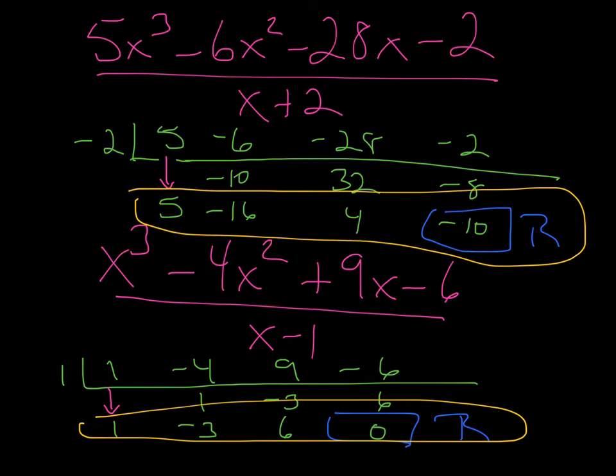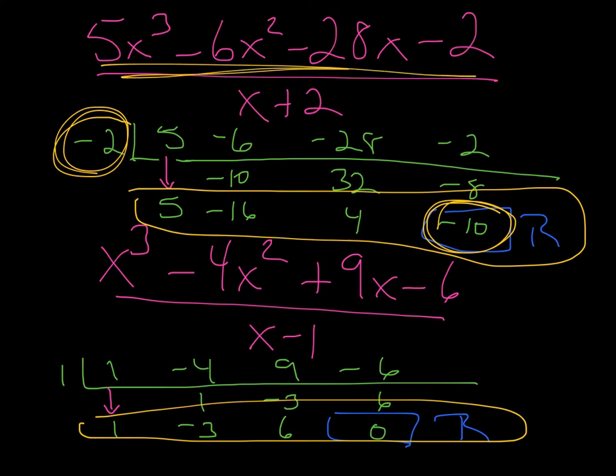But more significantly, what it means is that the point, and I'm going to circle these really big here for you, negative 2 comma negative 10 is a point on that polynomial. So our original polynomial contains the point negative 2, negative 10. That point resides on that original polynomial.